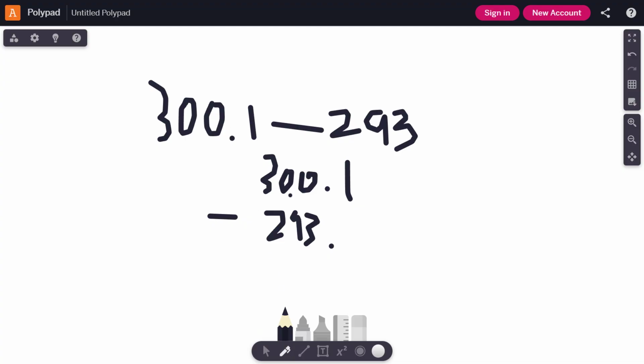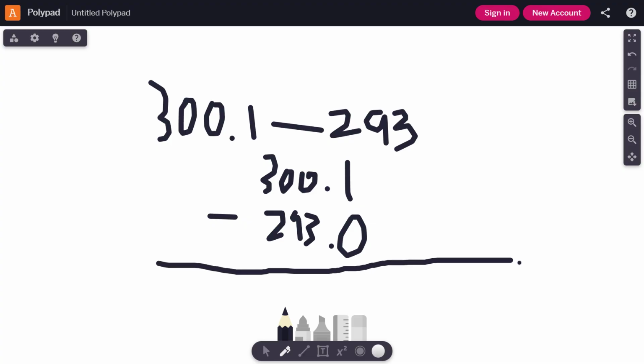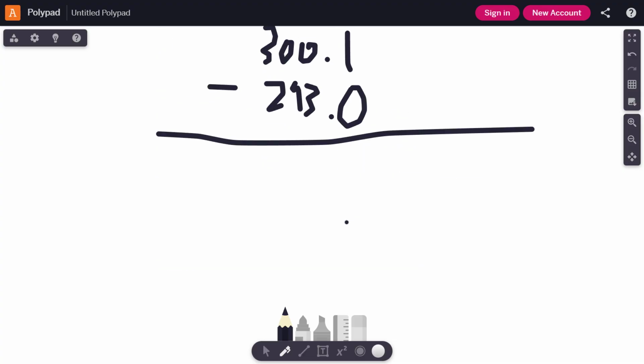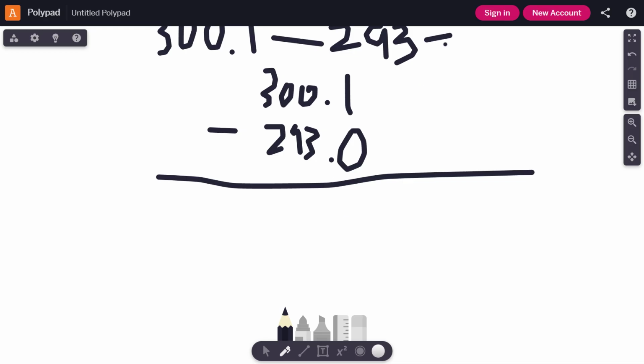Now, come back. If you don't want to leave this part blank or you want a better view, you can just turn this into a 0 since there's nothing behind the decimal. Alright, draw a line. And then 1 take away 0 is 1. 0 take away 3. You cannot do that. You have to borrow.